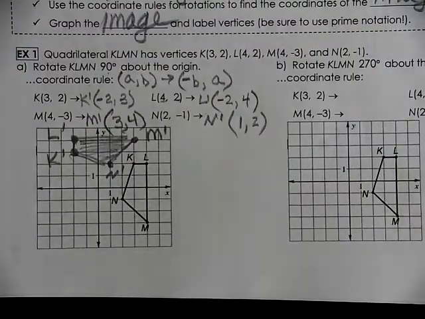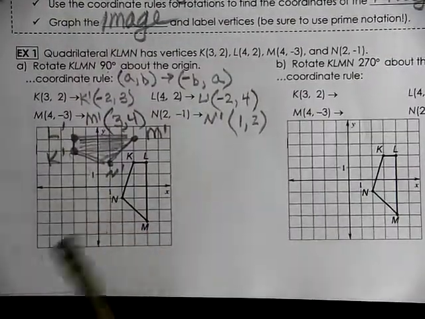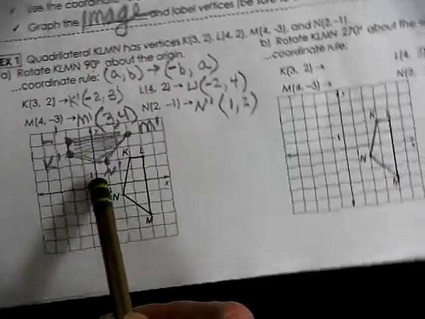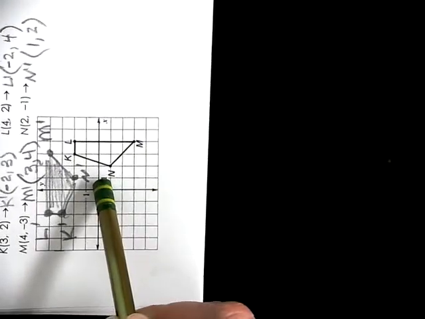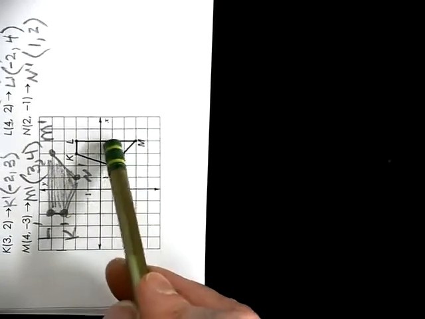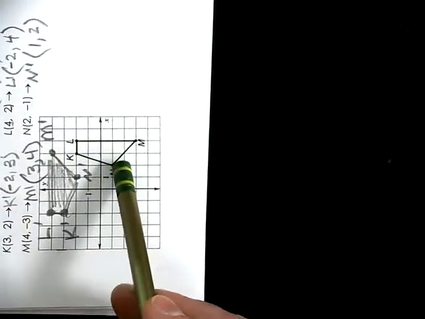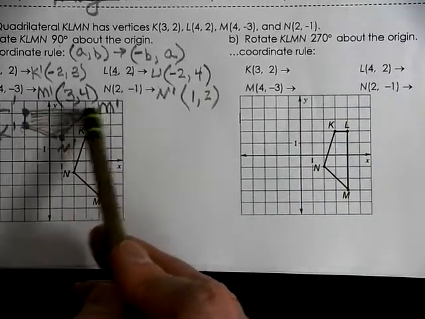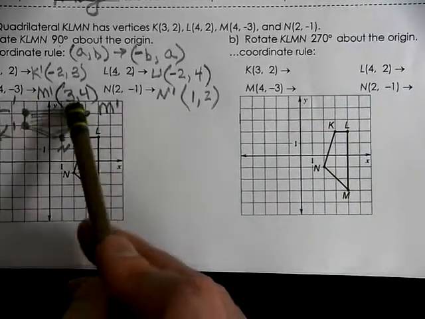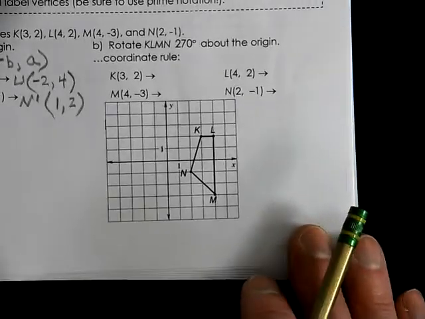So another way to test that is if we're doing a 90-degree rotation, we can just take our paper and rotate it 90 degrees, and these are our new coordinates. Right there. 2 to the left, 3 to the left. And that's what we drew. 2 to the left, 3 to the left, down 1, down 2. Okay, let's try this one.